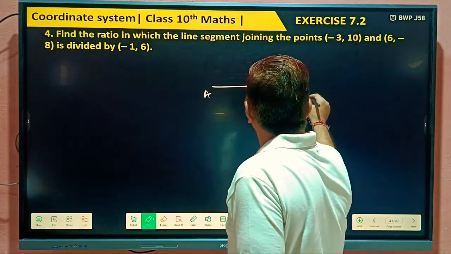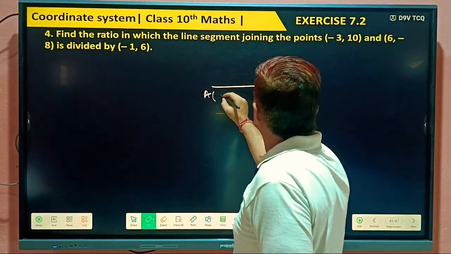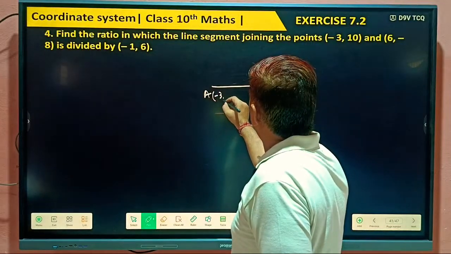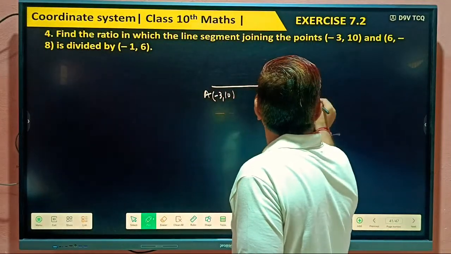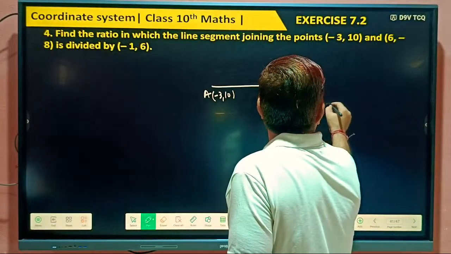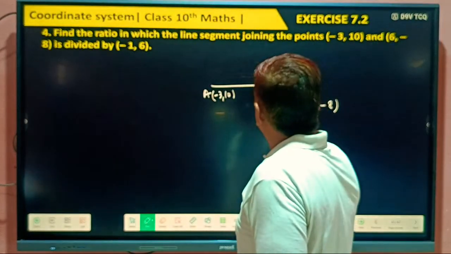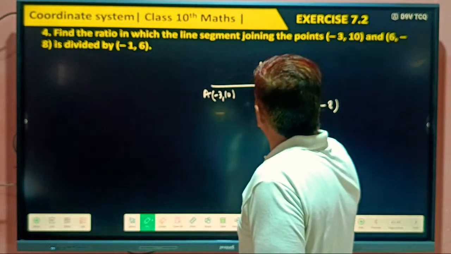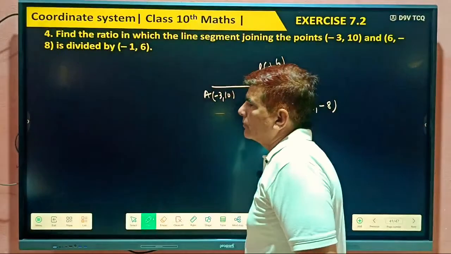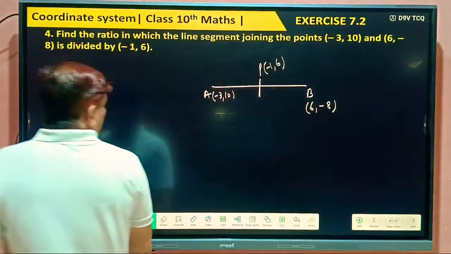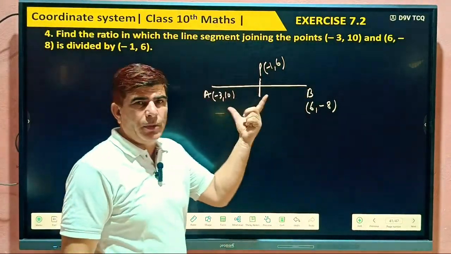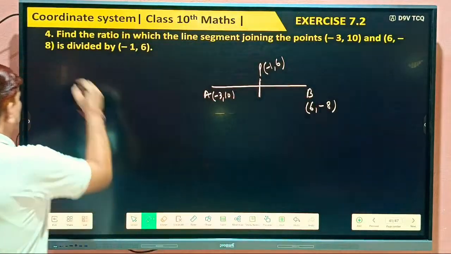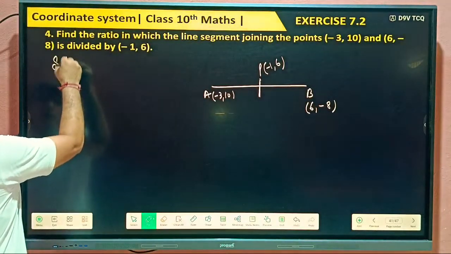A, this is B. A coordinate -3, 10. B coordinate 6 and -8. And here is one point, we can say P whose coordinates are -1 and 6. We have to tell this P point divides AB in which ratio. So we can start the solution. Already we have done this type of question.